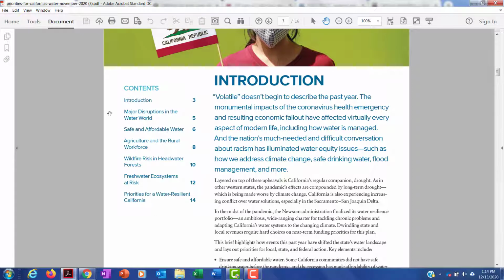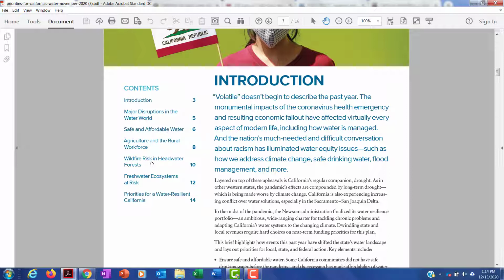It's a short read, 15 pages, but it talks about the major issues that California faces that are related to water. Safe and affordable water, we didn't go into that much. That's a giant deal. There's an estimated 1 million Californians that are ingesting water that's technically not safe to drink. And that has to do with where they are in the state and, frankly, their disadvantaged economic status. No way of getting around that. So this kind of covers that in a few pages.